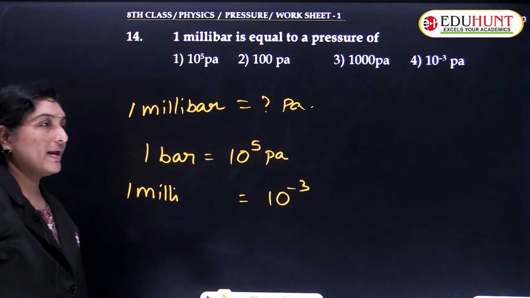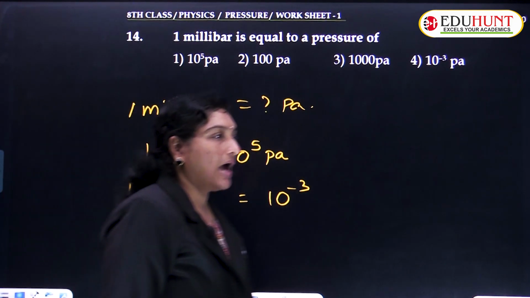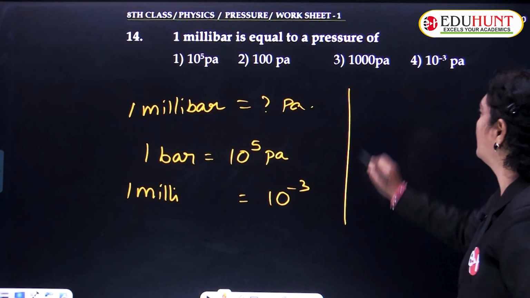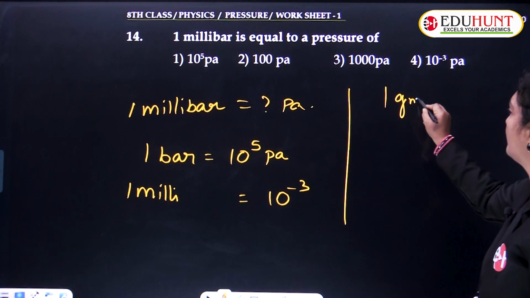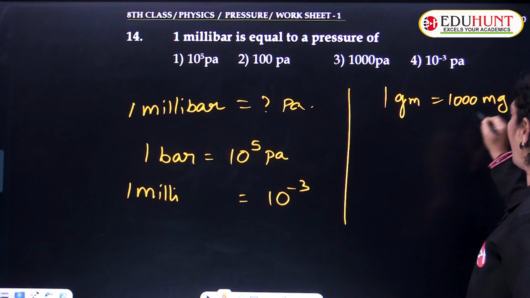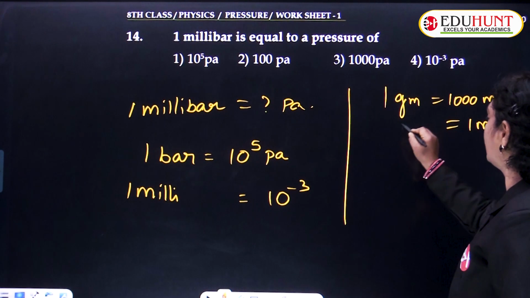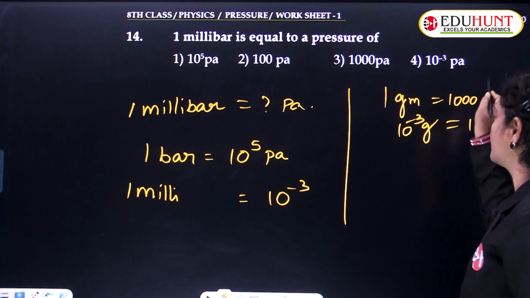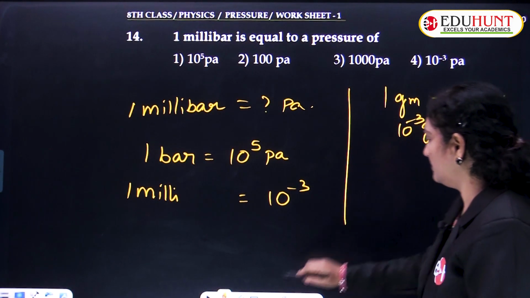1 gram is 1000 milligrams. So 1 milligram is equal to 10 power minus 3 grams. So you know this? Okay.